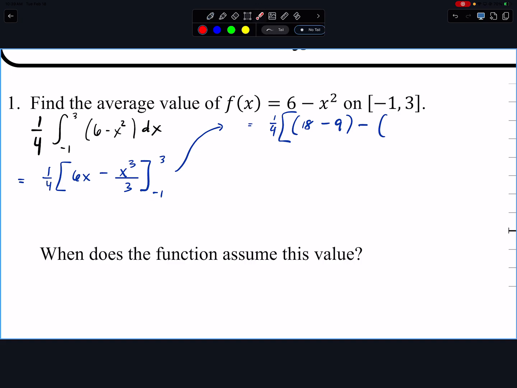Minus, now I'm going to plug in -1. 6 times -1, -6, minus, if I plug in -1, -1 cubed is -1. -1 divided by 3 is just -1/3. But minus -1/3 becomes plus 1/3, excuse me. All right, so it's going to be 1/4 times 9 plus 6 minus 1/3.